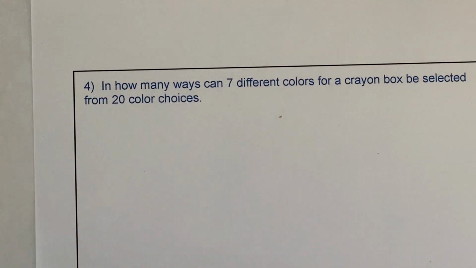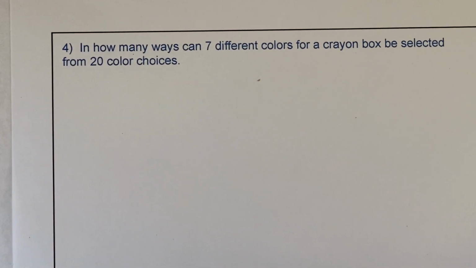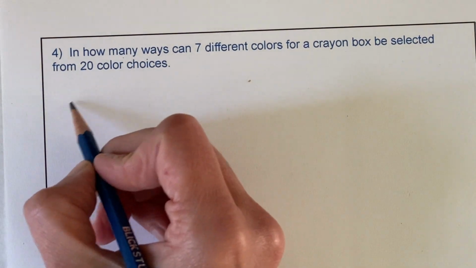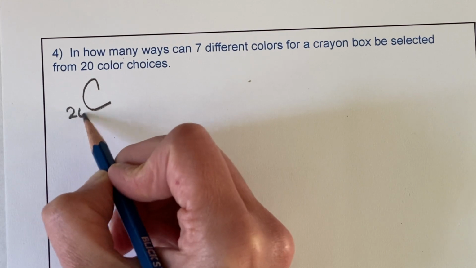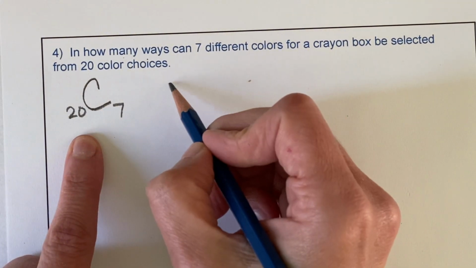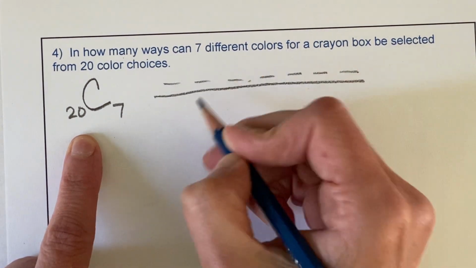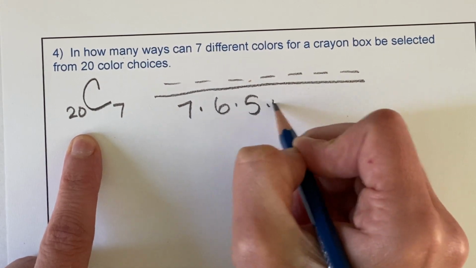Okay, so we're moving away from people again. And now we have colors in a crayon box. Okay, so 7 colors, 20 choices. I think you get it. Order doesn't matter, it's a combination. 20 crayons to choose from, I'm choosing 7. I have 1, 2, 3, 4, 5, 6, 7, I'm choosing over 7 factorial, 6, 5.